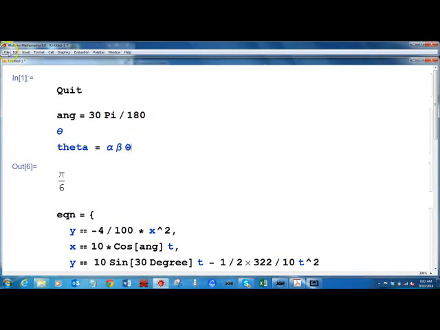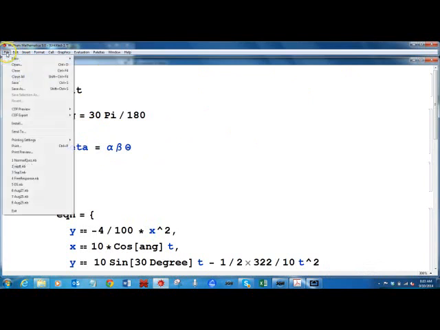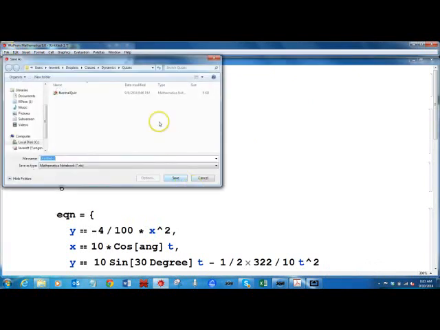Okay, I'm going to go ahead and save it as playing around, and then I'll post it. Okay, file, save, this is playing around.